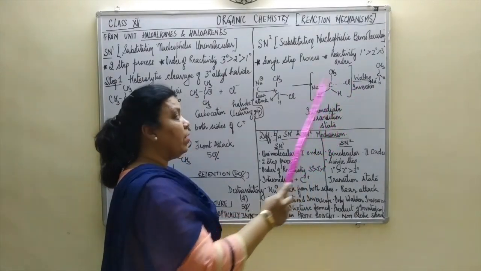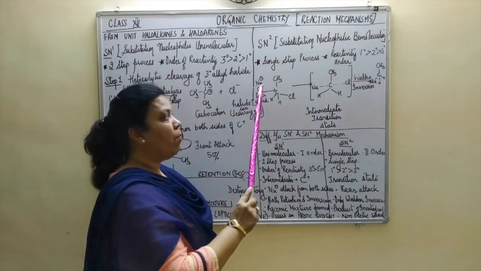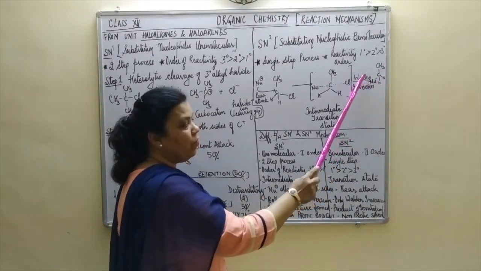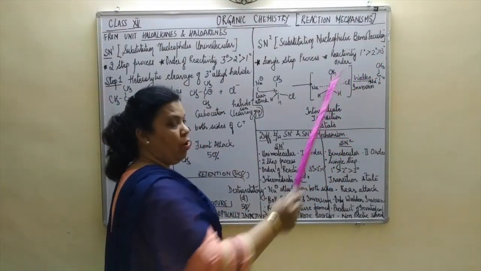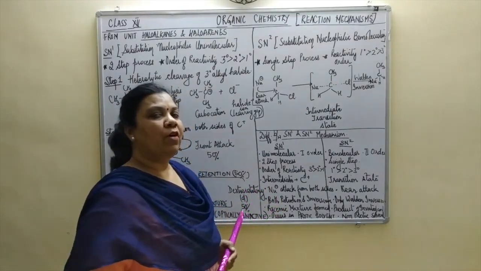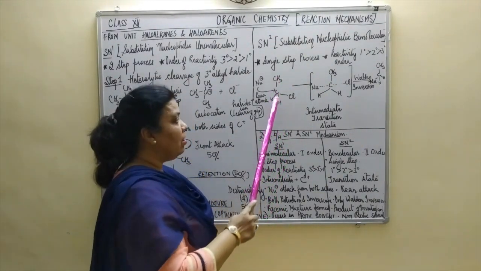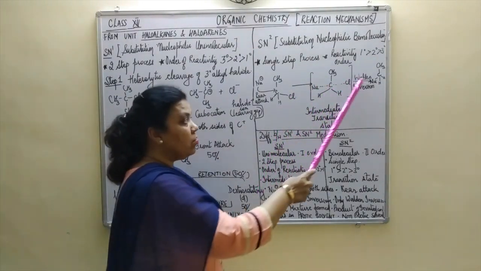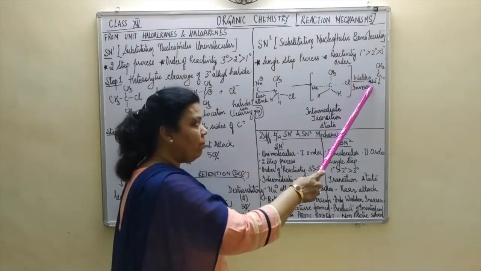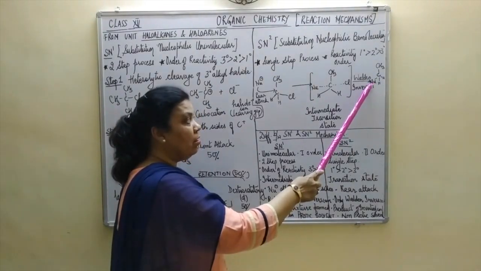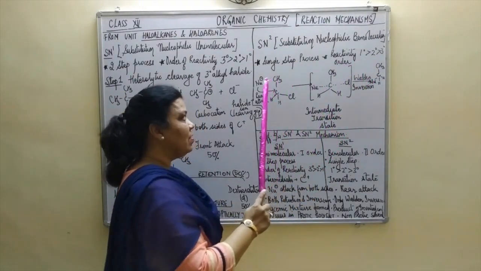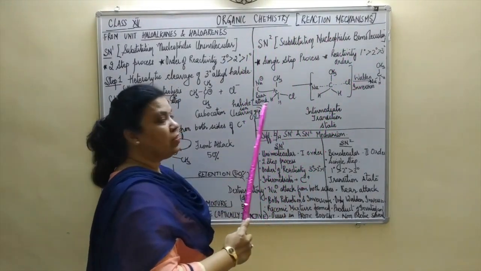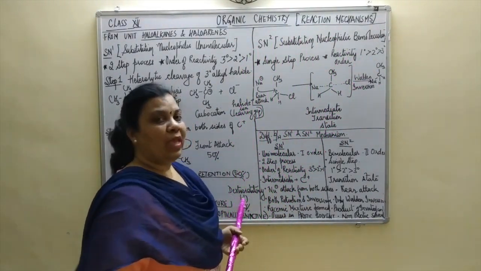Why inversion? Because the nucleophile attacked from the rear side, resulting in the formation of a product with inverted configuration. What do we mean by a product with inverted configuration? See, in this alkyl halide, the halogen was attached on the front side, but because of Walden inversion, the nucleophile has joined the rear side or the back side since it attacked from the rear side. So this was the brief description about the SN2 mechanism.